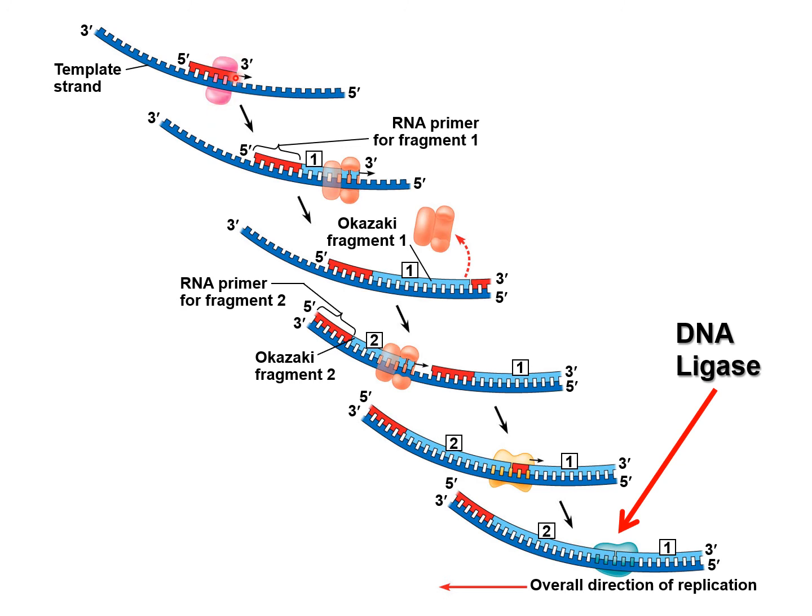So again, primase makes a primer. Polymerase 3 synthesizes 5 to 3 until it bumps into the previous primer right here. Then DNA polymerase 1 comes in and removes the RNA nucleotides as it's synthesizing more of that Okazaki fragment until it bumps into DNA, and then it leaves. And then lastly, we have DNA ligase that will anneal the phosphate backbone to create one continuous sequence of DNA.